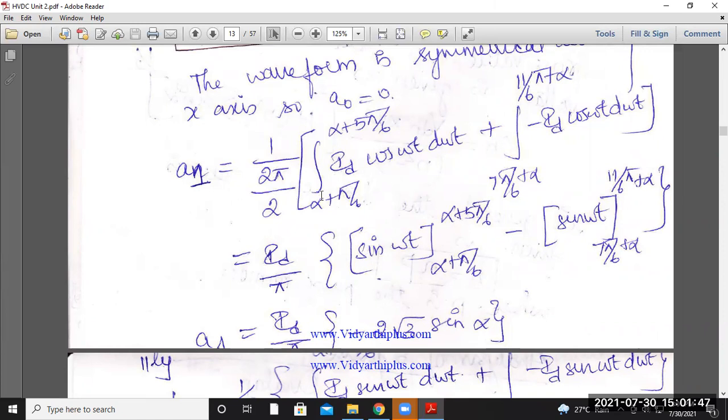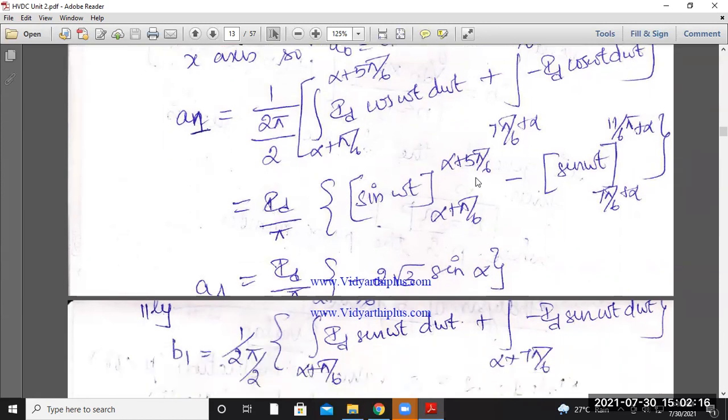And the range of the equation of the current is from pi by 6 to 5 pi by 6, and again 7 pi by 6 to 11 pi by 6. Now here it is written Id cos omega t d omega t for the range of pi by 6 to 5 pi by 6. But if you take the range from 7 pi by 6 to 11 pi by 6, as this was symmetrical and this range is in the negative y-axis direction, the current will be taken as minus Id cos omega t d omega t.